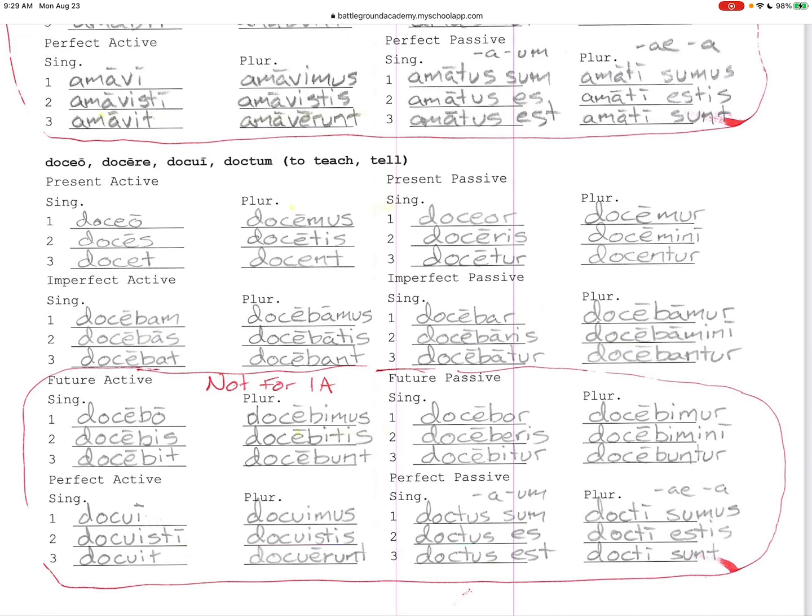So if I were to translate these, amavi, I have loved, amavisti, you have loved, amavit, he, she, it has loved, amavimus, we have loved, amavistis, y'all have loved, amaverunt, they have loved.